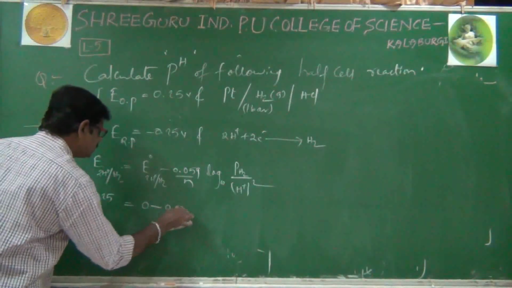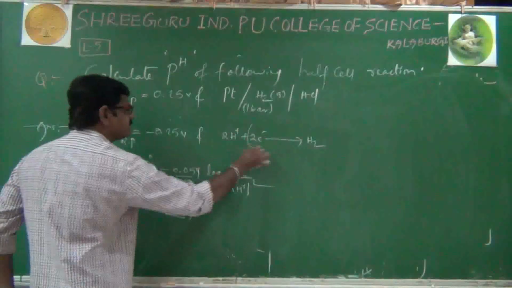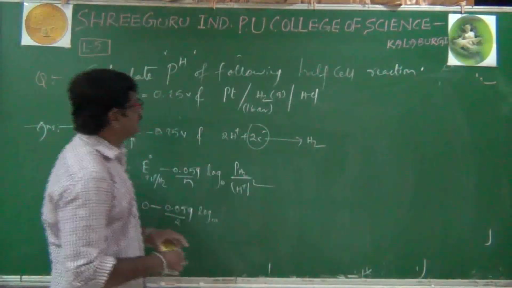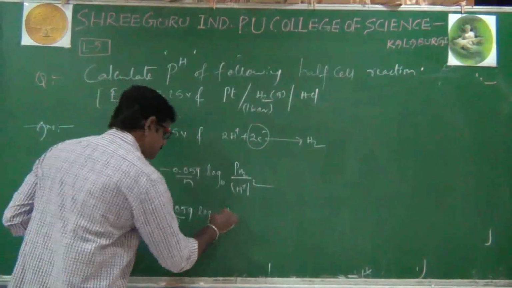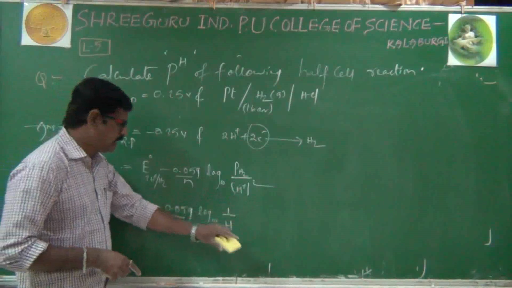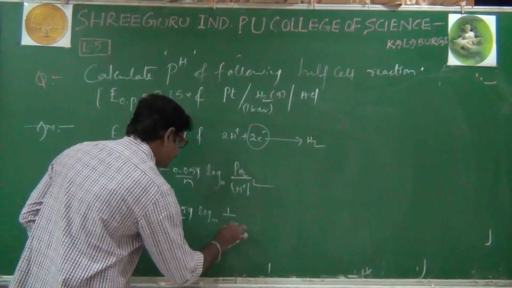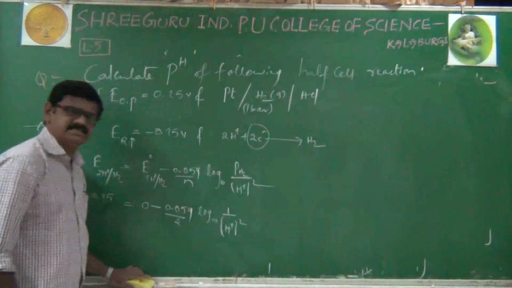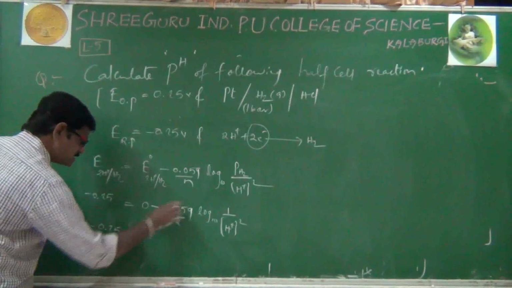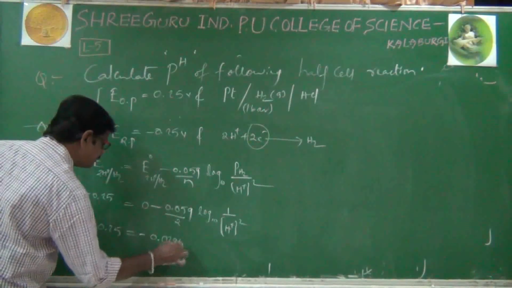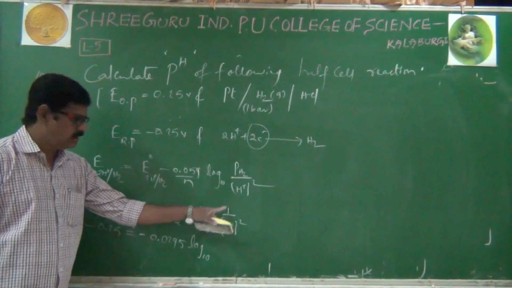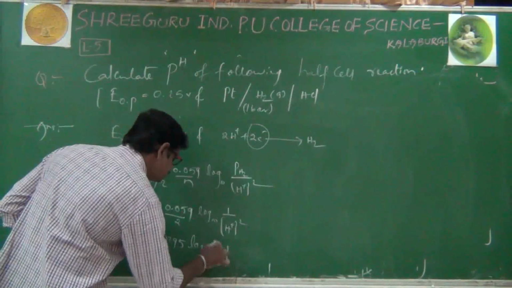Minus 0.059 divided by how many moles of electrons are involved: 2. Log base 10. Then the pressure of hydrogen is already given in the question, 1, divided by H plus. We don't know anything about H plus, so we write H plus squared as it is. No change. Minus 0.25 equals minus, if you divide this value, 0.0295 log base 10. If you bring H plus into the numerator, it becomes H plus to the power of minus 2.